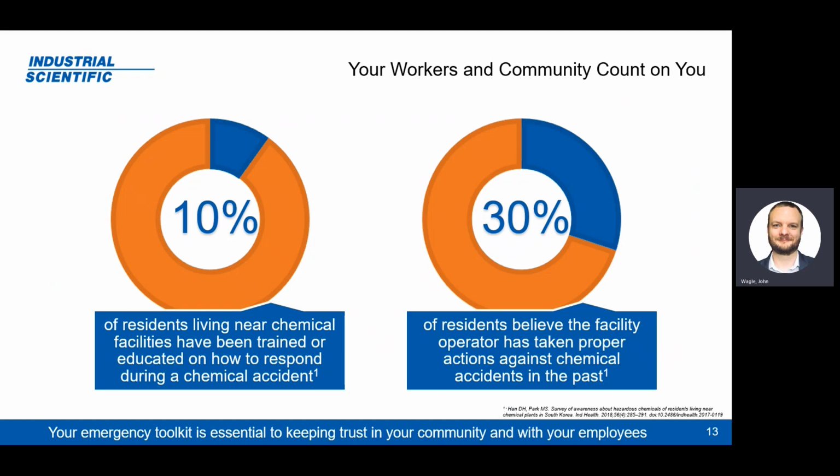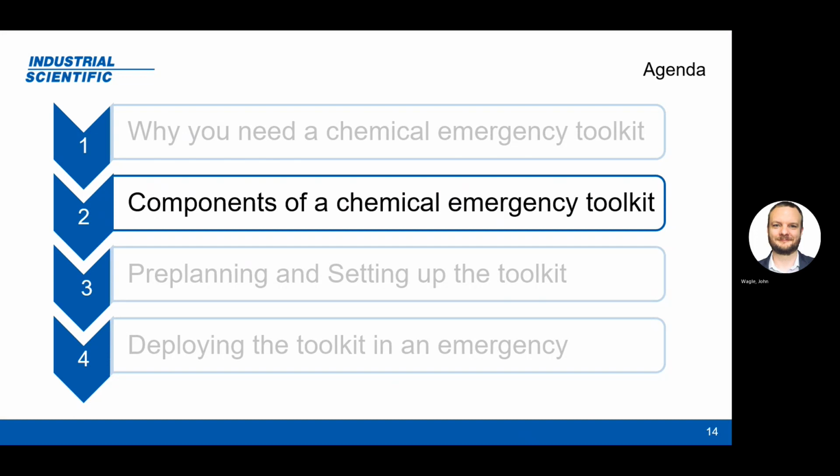Part of a chemical emergency toolkit is involving the community and working on this. But really, the point we're trying to get to here is your workers and community are counting on you when an emergency happens to take the best possible corrective action and keep them safe. And a chemical emergency toolkit is a way to do that.